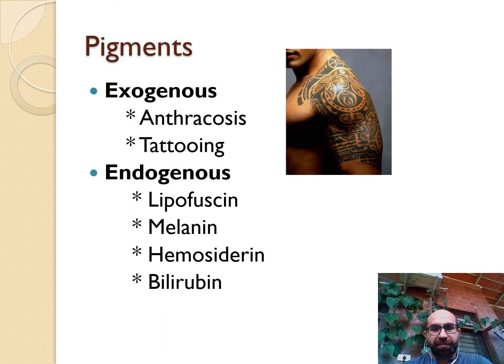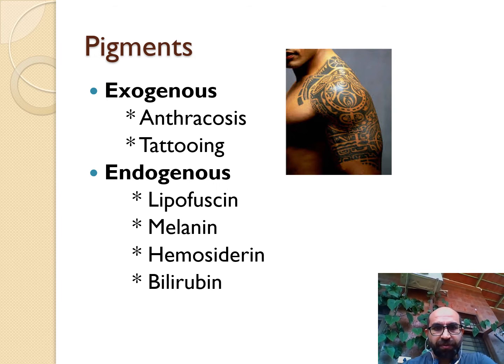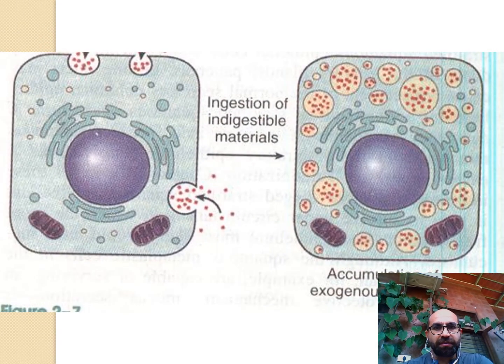Coming to pigments, there are two types, exogenous and endogenous. Exogenous may be anthracosis, which is a carbon-containing pigment, usually inhaled and accumulated in the lungs. Tattooing is a pigment of external origin, accumulated in the skin and subcutaneous tissue. There are four endogenous pigments: lipofuscin, melanin, hemosiderin, and bilirubin, which can accumulate in cells. We'll discuss them one by one.